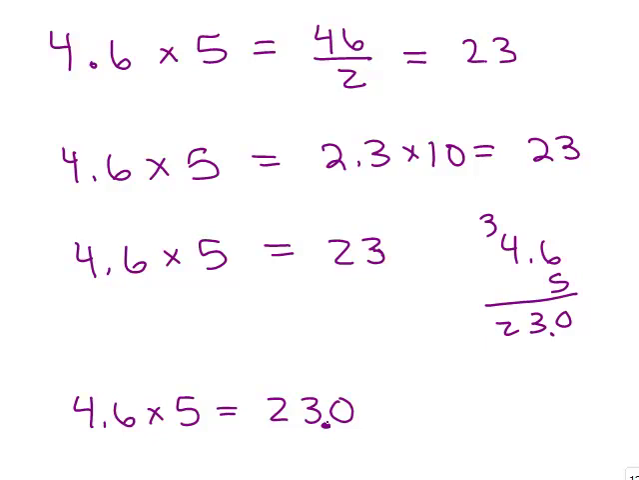So no matter how you look at it, 4.6 times 5 is 23, and there isn't just one way of thinking about it, but I'm showing you ways of doing it without having to write out a little multiplication problem over to the right. So let's do another one.